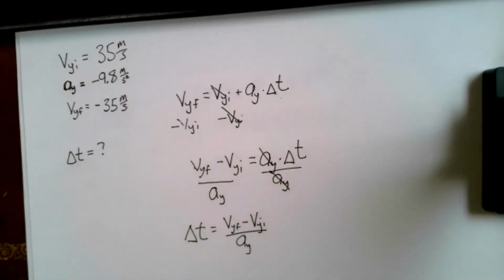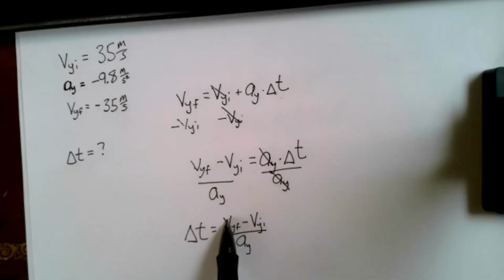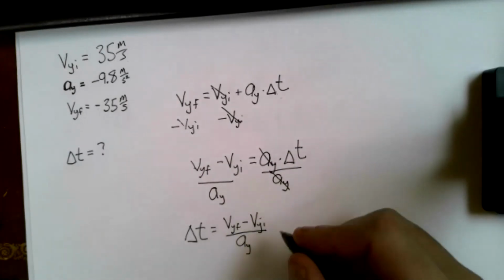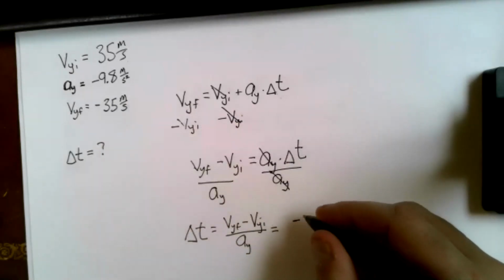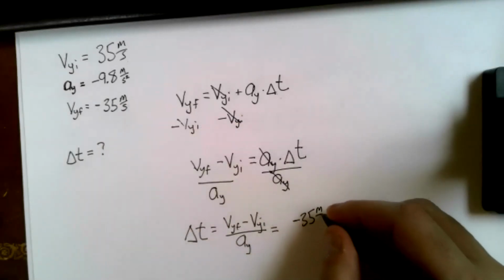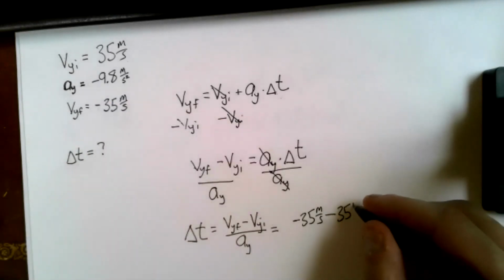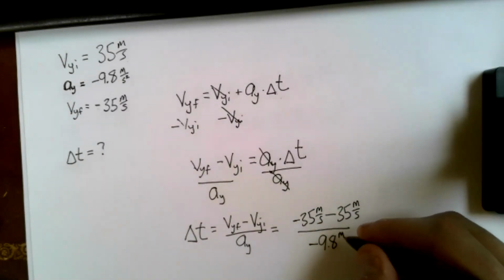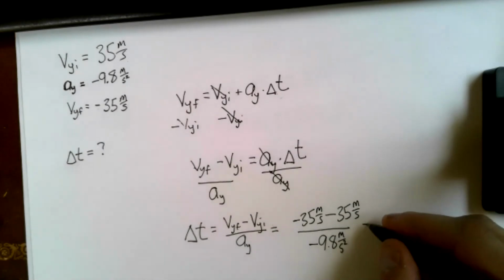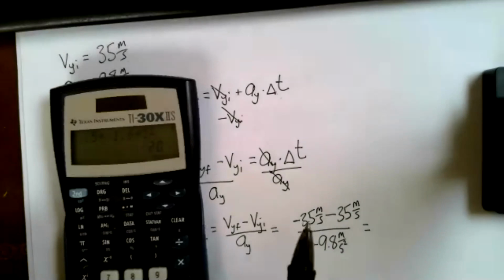A lot of people end up with 0 here, because if you forget that VYF is negative, you end up doing 35 minus 35, and that's 0. But when we plug our numbers in, we have to remember that our VYF was negative 35. And then we subtract our VYI, which is positive 35, before we divide by negative 9.8 meters per second squared.